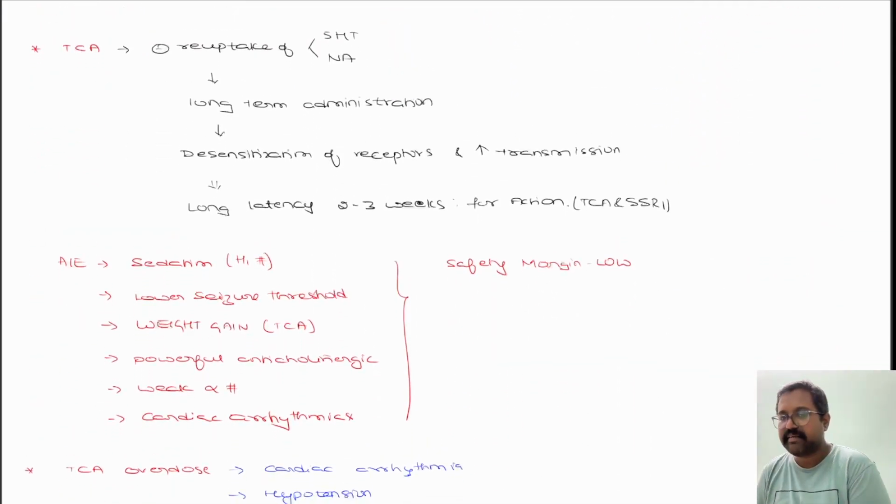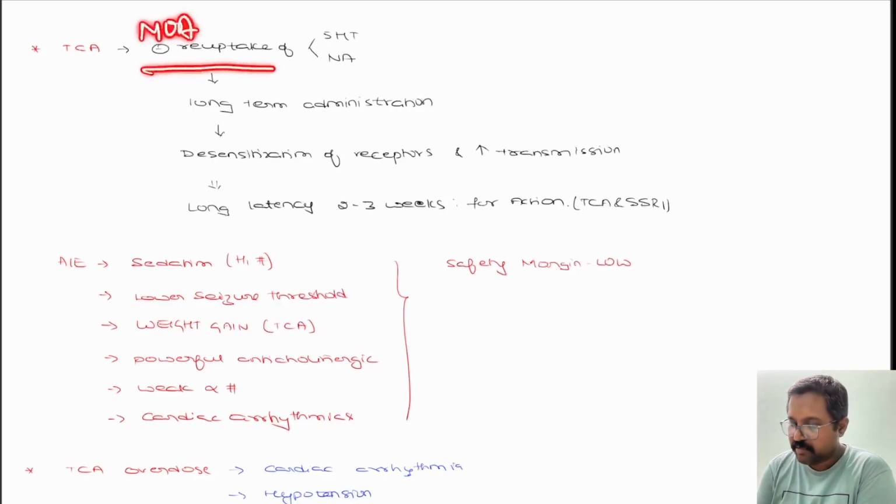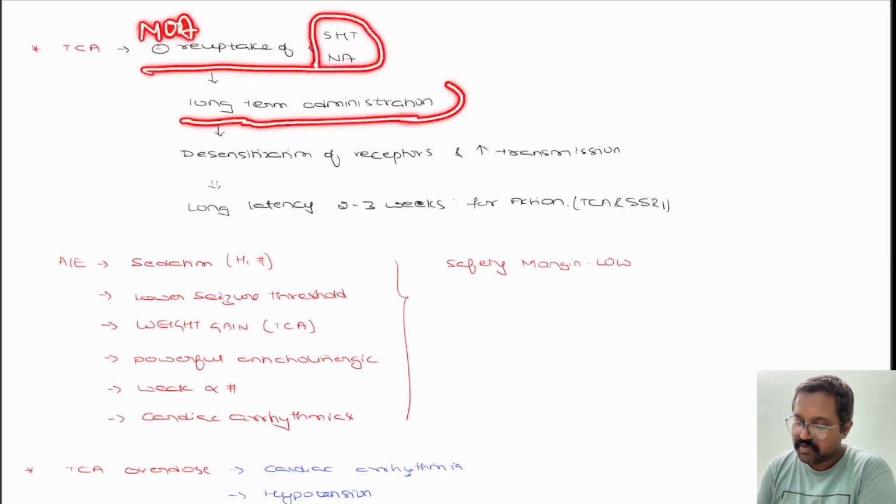So next, coming to the tricyclic antidepressants. The mechanism of action of tricyclic antidepressants is that they inhibit the reuptake of serotonin and noradrenaline. They are basically used for long-term administration. So what will happen once you administer a drug for the long term?